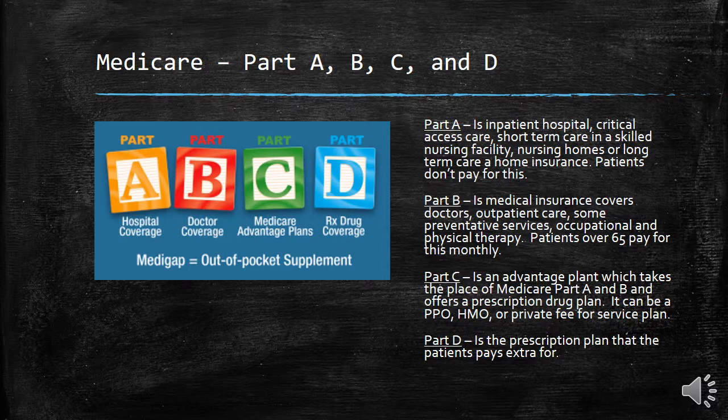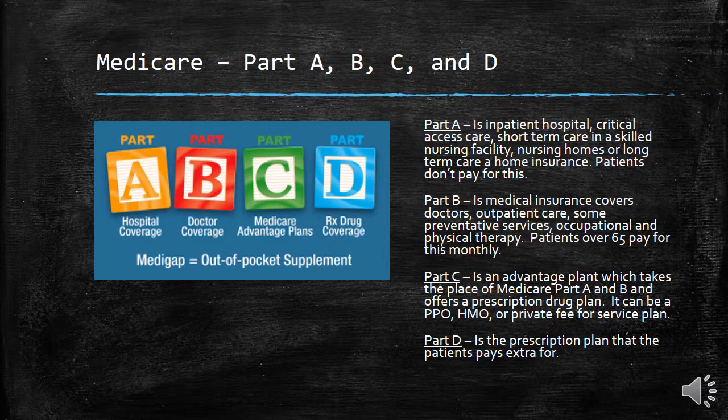Medicare Part A, B, C, and D. Part A is inpatient hospital, critical access care, short-term care in a skilled nursing facility, nursing homes, or long-term care, and home health insurance. Patients don't pay for this. Part B is medical insurance, covers doctors, outpatient care, some preventative services, occupational and physical therapy. Patients over 65 pay for this monthly.